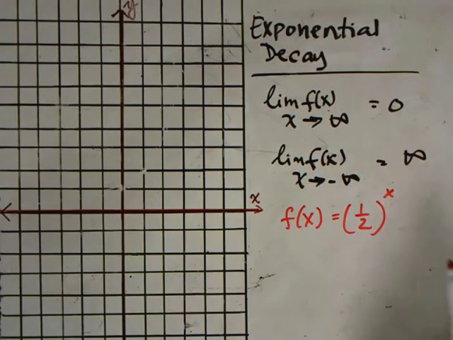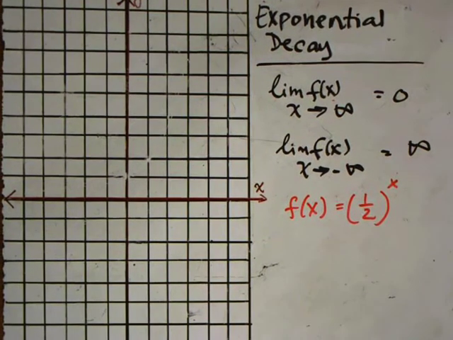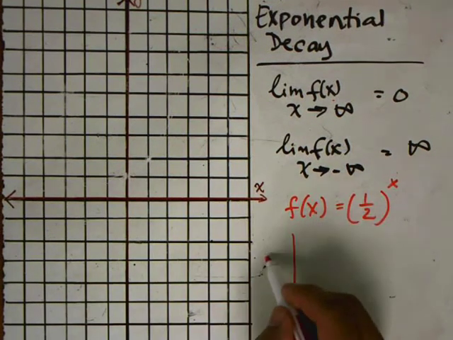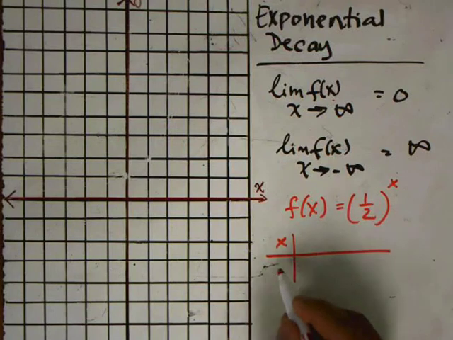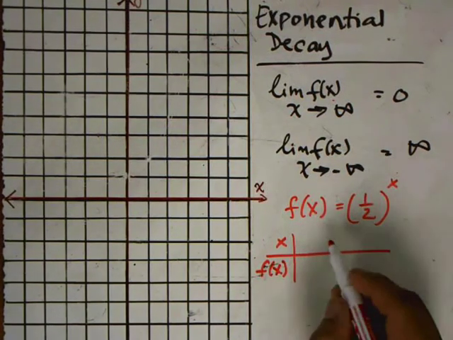Just a quick thought here is that we can see that this is decay because as x gets bigger, we're just multiplying by 1/2 again and again. So you start out with some initial amount, and then you get half of that, and then half of that, and then half of that. So you get smaller and smaller. Let's make a little table here to help us graph a little bit better.